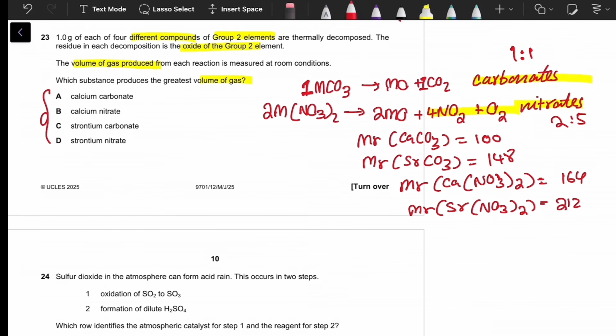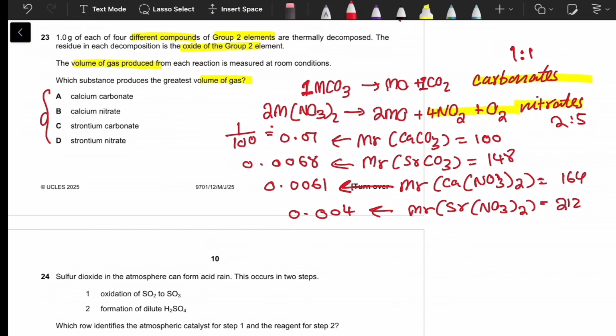Now we need to calculate the moles of each solid in 1 gram. So we've taken these options A to D, and I've just written down the Mrs to save us time. The moles of calcium carbonate would be 1 divided by 100, which is equal to 0.01, and then 1 divided by 148 is equal to 0.0068. Then we have calcium nitrate, which is 1 divided by 164, which is equal to 0.0061, and then the moles of strontium nitrate would be equivalent to 0.0047.